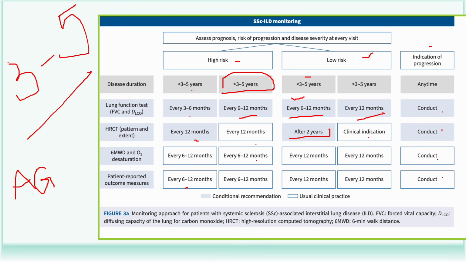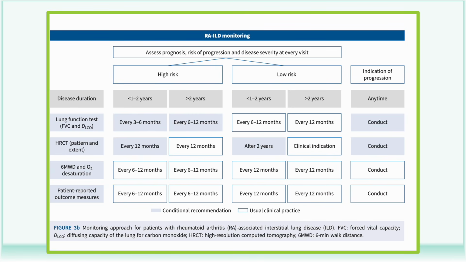Now, if you look at rheumatoid arthritis related ILD, again, if your patient is high risk from all those high risk factors and the disease duration has been relatively within the first 2 years, there is still an aggressive way of monitoring, every 3 to 6 months for PFT. You can again do the CT scans every year, and 6-minute walk and patient reported outcome measures biannually. Only if the disease duration is more than 2 years and he's at high risk, you can delay another 3 months for the PFT, but the patient roughly gets a PFT done twice every year.